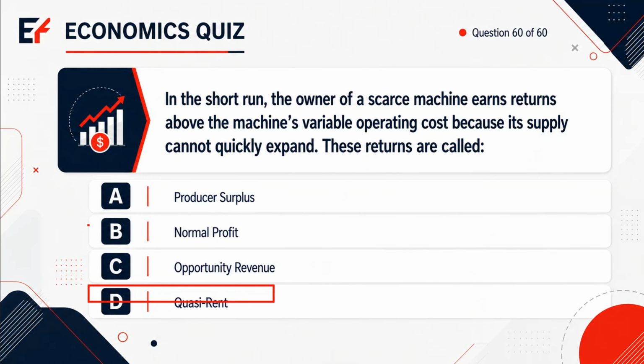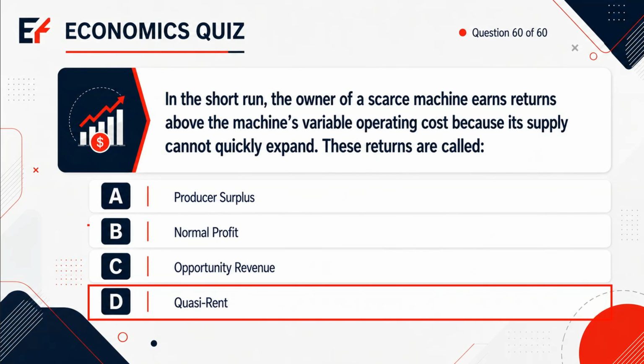Let's identify the short-run return. Quasi-rent is the return earned by a fixed factor of production when its supply cannot increase quickly in the short run. In this case, the machine is scarce and fixed in supply, so the owner can earn returns above its variable operating cost. Therefore, those returns are classified as quasi-rent.